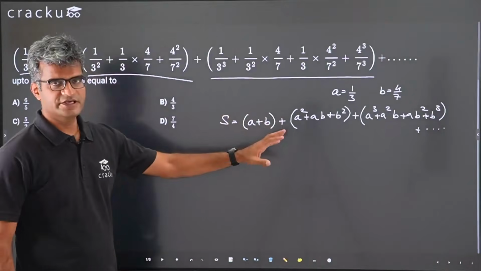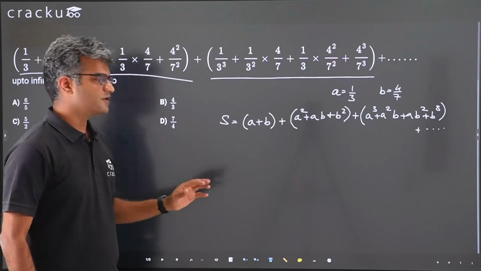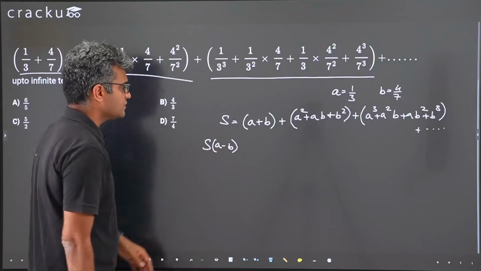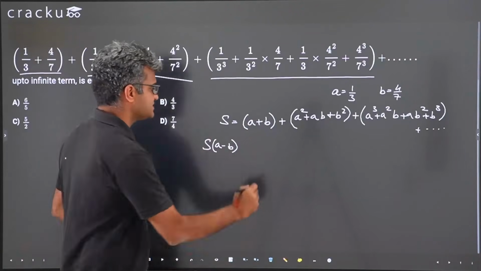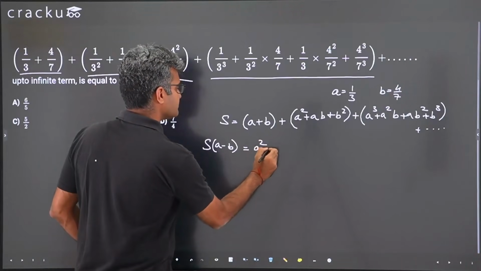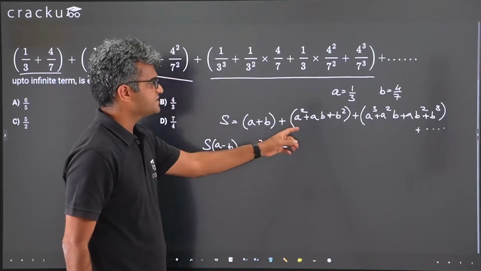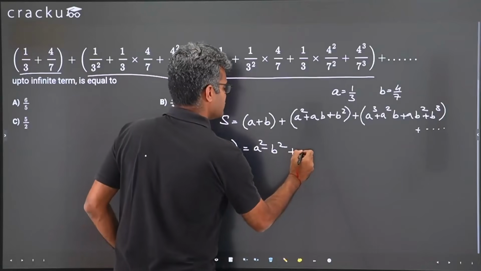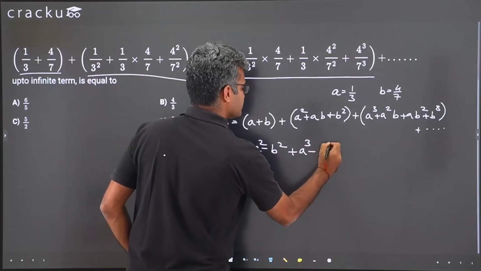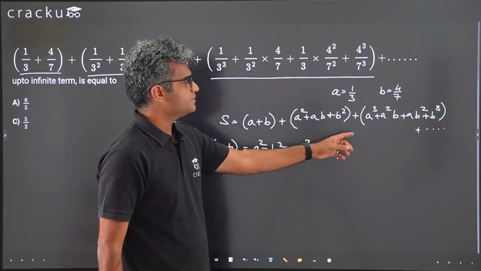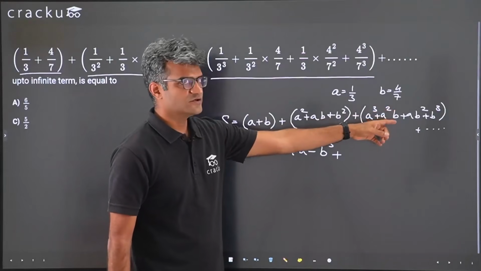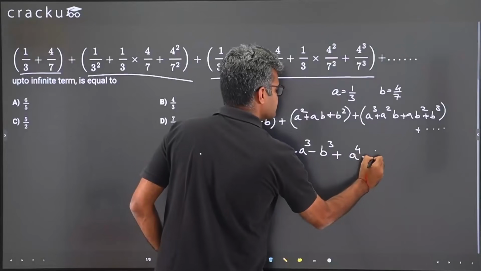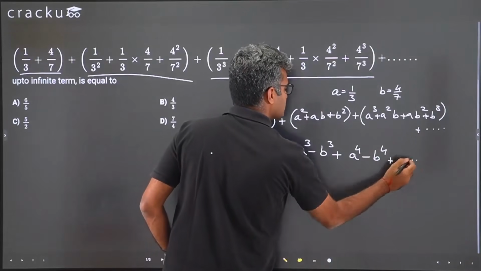Whenever you see this kind of an equation, one of the first things that you should think of is multiplying both sides with a minus b. Because (a + b) into (a - b) is a^2 - b^2. (a^2 + ab + b^2) into (a - b) is a^3 - b^3. (a^3 + a^2 b + ab^2 + b^3) into (a - b) is a^4 - b^4, and so on till infinity.